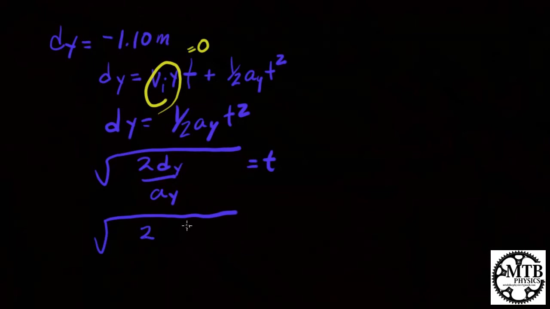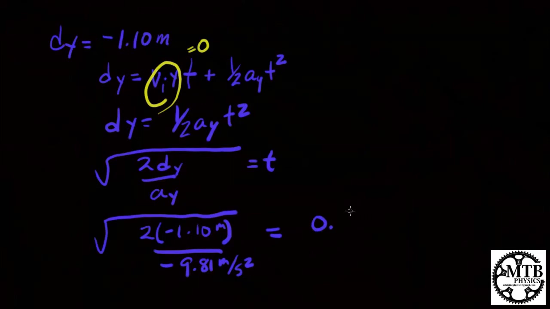Plug in what we know. 2 times minus 1.10 meters divided by our acceleration in the y direction, which is negative 9.81 meters per second squared. We equal our time. Our time is 0.474 seconds. So we found time for both the y and the x coordinates.